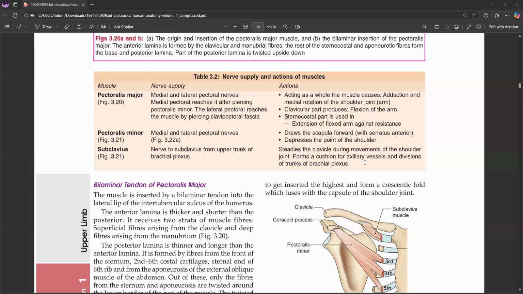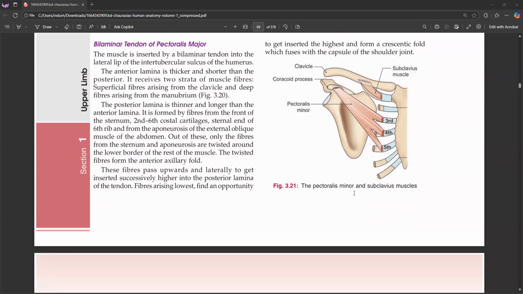Pectoralis minor, figure 3.21. Medial and lateral pectoral nerves. Actions. Draws the scapula forward with serratus anterior. Depresses the point of the shoulder. Subclavius. Nerve to subclavius from upper trunk of the brachial plexus. Actions. Steadies the clavicle during movements of the shoulder joint. Forms a cushion for axillary vessels and divisions of trunks of brachial plexus.